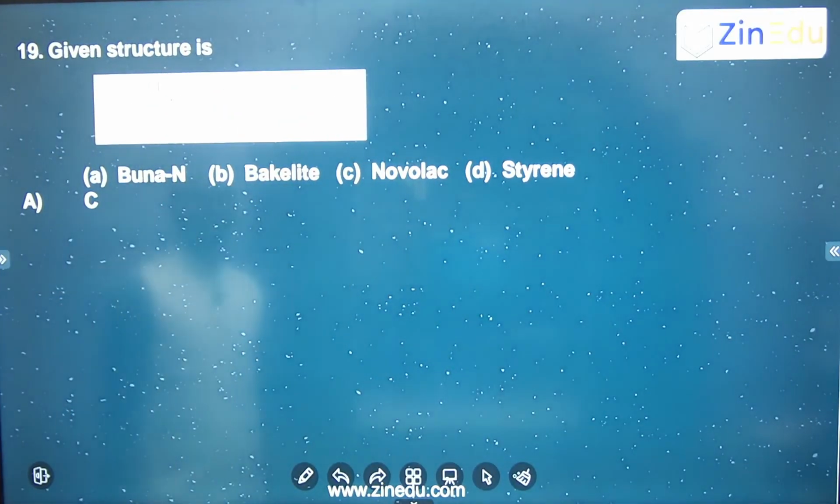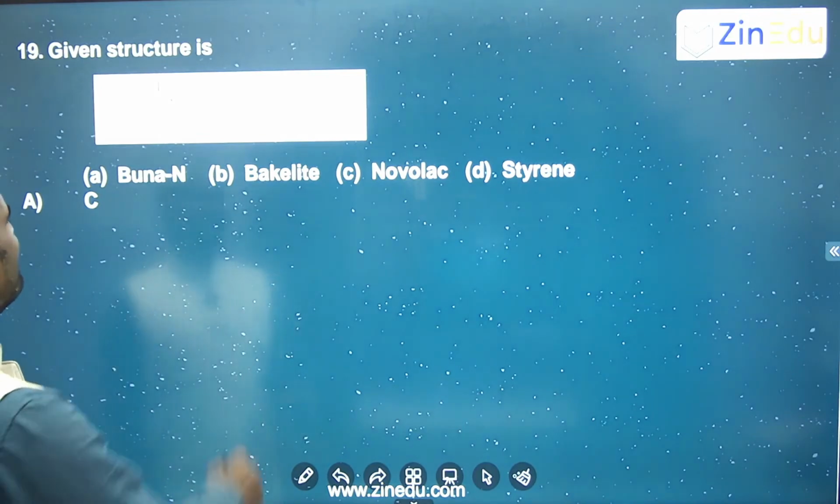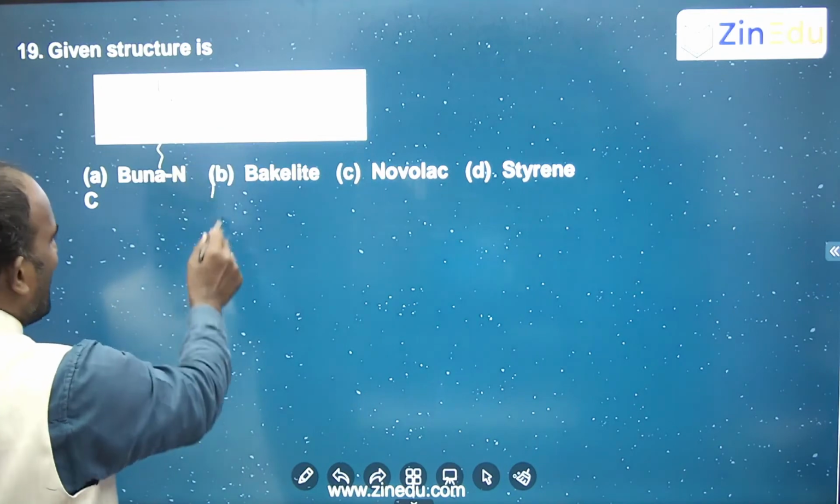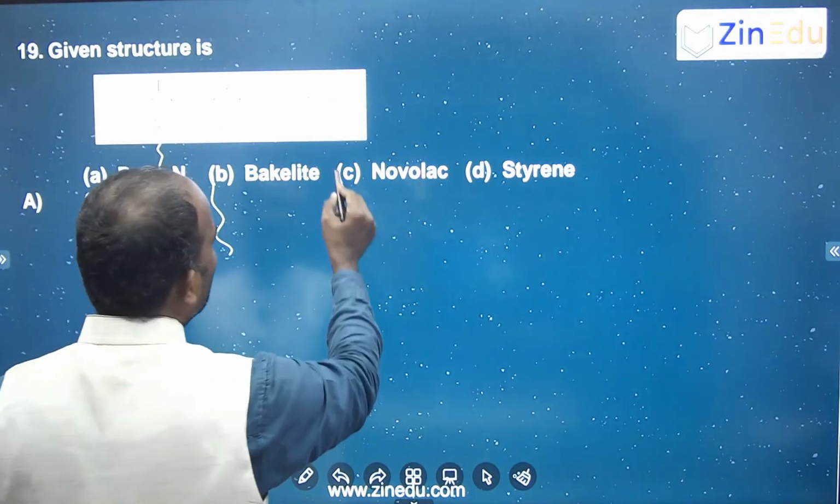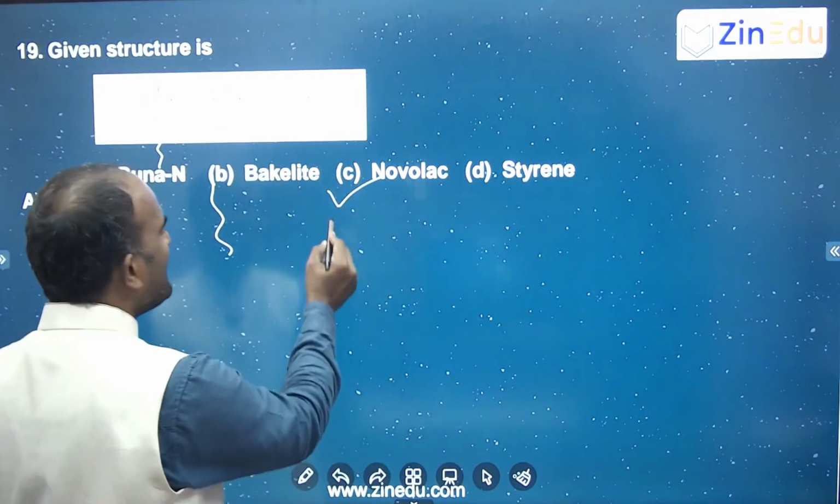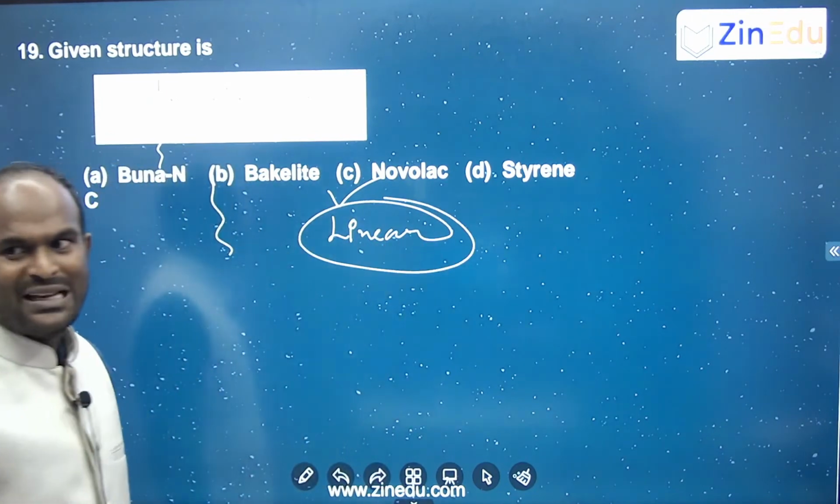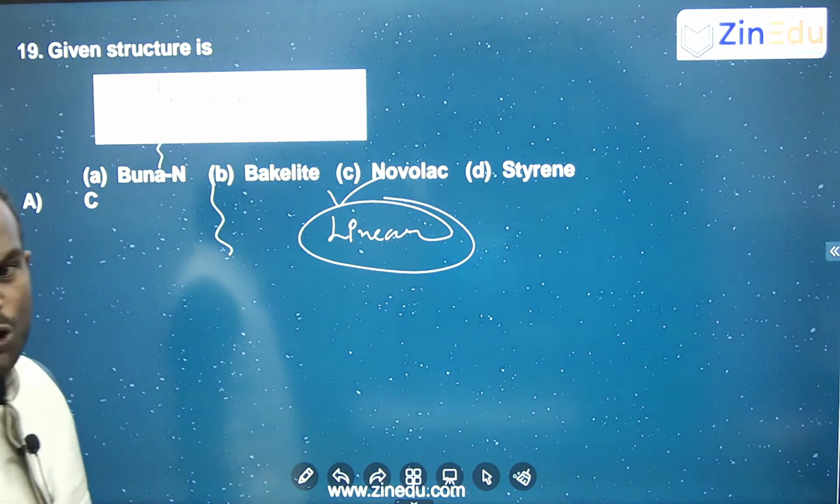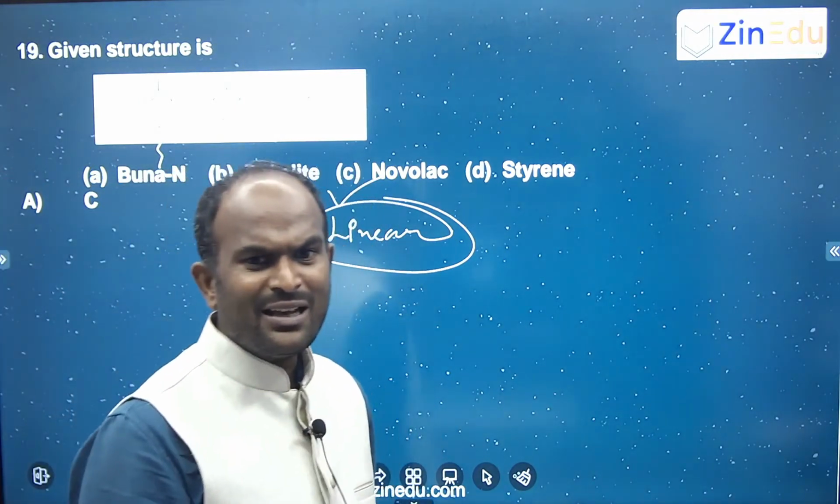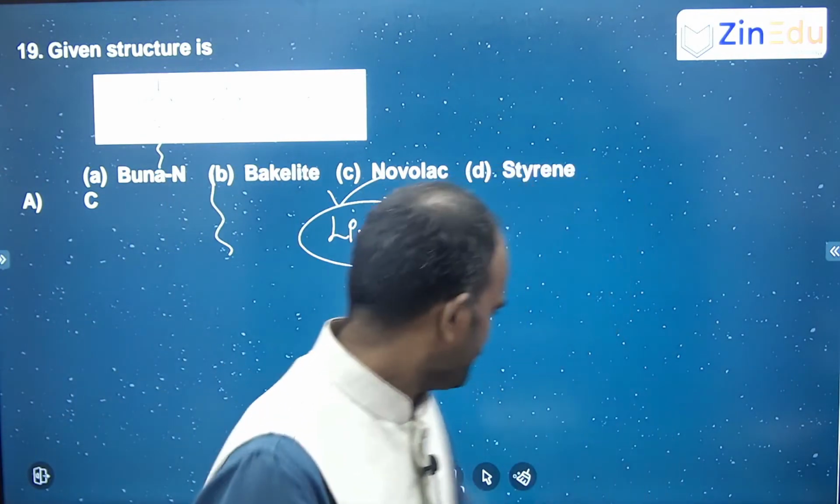Given structure, if there is any branch in it, then that is going to be Bakelite. But this is Novolac. Novolac is a linear polymer. Bakelite is a branched polymer, whereas Novolac is going to be the linear polymer, right?